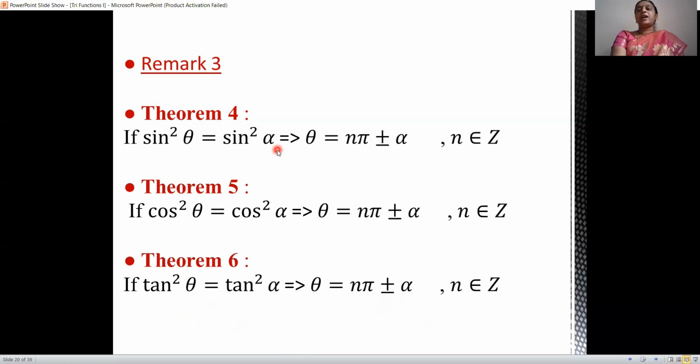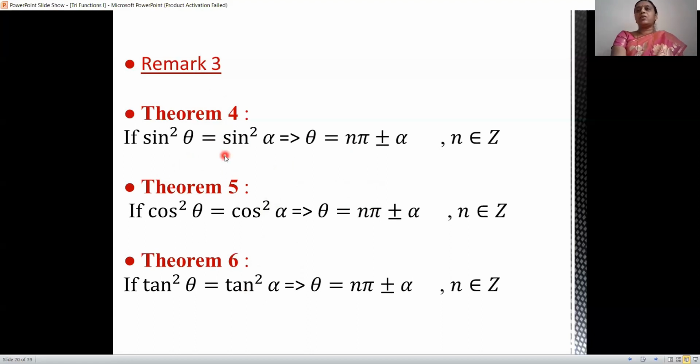These 3 I have collected in remark 3 because of their similarity, and you remember this as a formula. It is very simple to remember that in all these 3 cases the general solution is of the same type, n pi plus minus alpha, whether it is sine, cos or tan. Okay, now all these 3 remarks contain a total of 9 formulae, and you have to remember these theorems as formulae to find the general solution of any function.